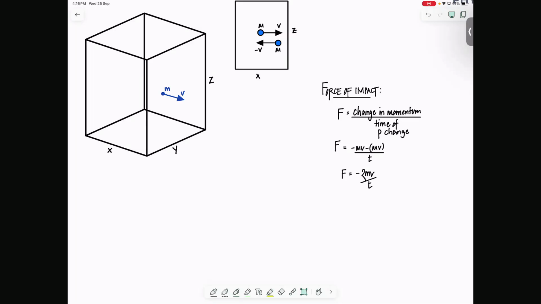So there's a hint in the expression I've provided. It says change in momentum divided by time of momentum change, right? So how can I find time here? This particular part, I think, is a little challenging. Velocity is constant, right? We assume on average it is constant. Very good, that's not bad.